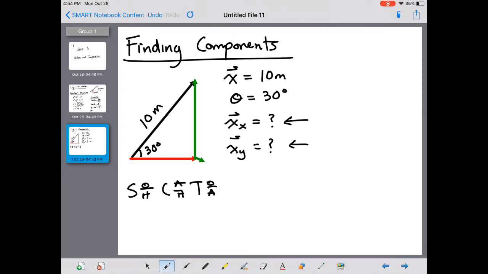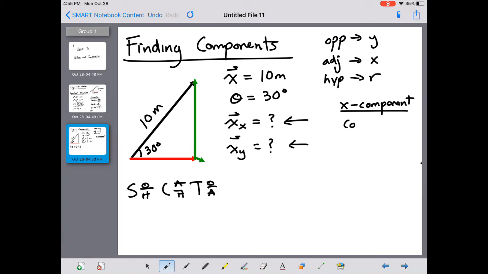So let's think about sine. Sine is the opposite over the hypotenuse. Now for us, opposite gives us the y-coordinate, adjacent gives us the x-coordinate, and hypotenuse gives us the resultant vector. So if I want to find the x component, I'm going to use anything that involves the adjacent, which for us is going to be either cosine or tangent. Now because I know what the hypotenuse is, cosine makes the most sense here. So to find the x component, I'm going to go cosine of theta is equal to the adjacent x over the resultant r.